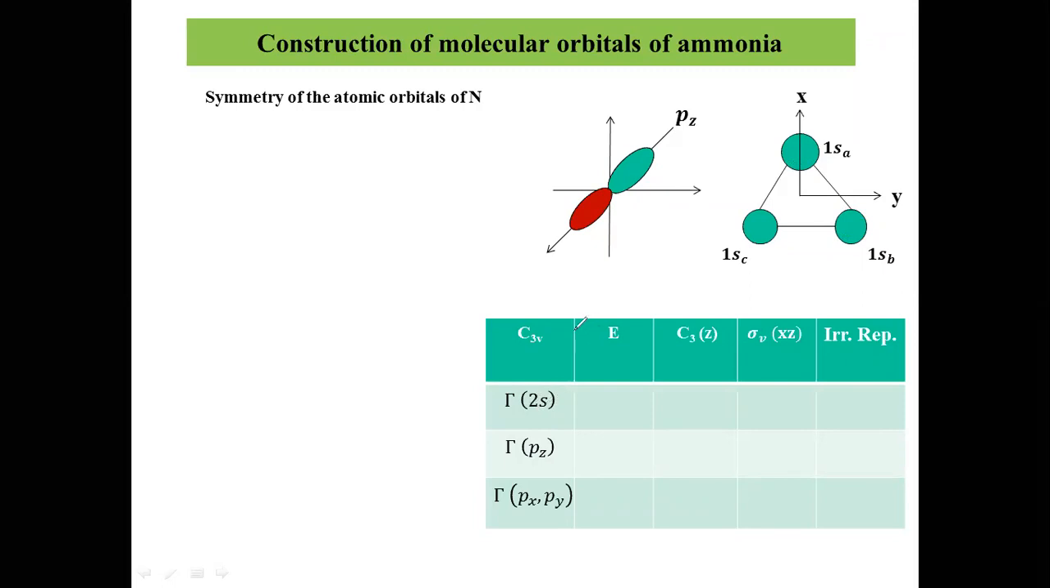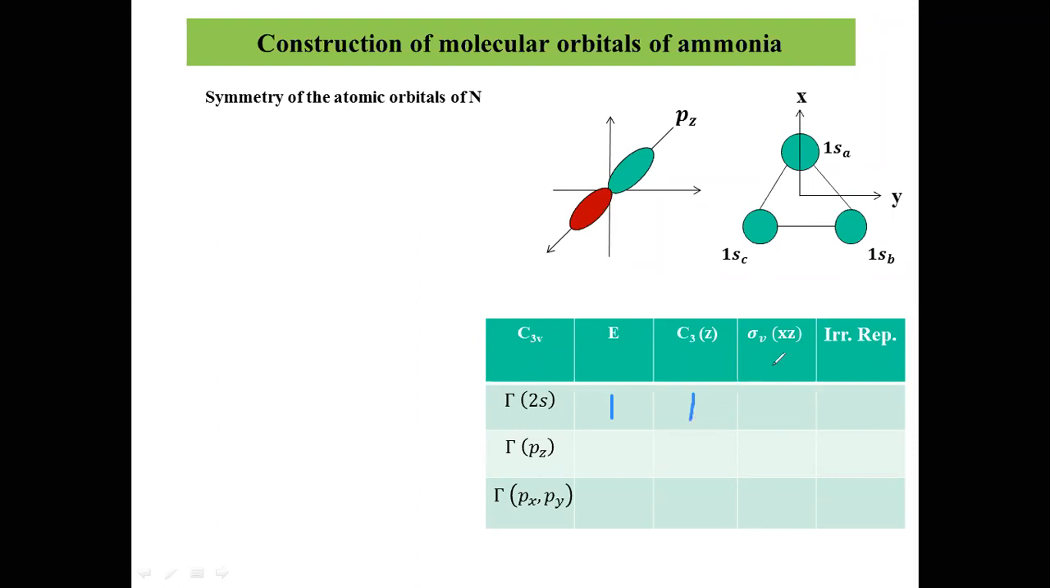Now 2s I have not drawn here. So nitrogen is going to be above the plane here. This is the 3 hydrogens. Nitrogen will be above the plane along the z axis. Right. Now if I take 2s being spherical, whatever operations we do, it should remain unchanged. Like if we do identity, that should be 1, 2s being spherical. Now if we do C3 along z, this 2s orbital is sitting on the z axis, because nitrogen is sitting on the z axis. So if I do C3, that remains unchanged.